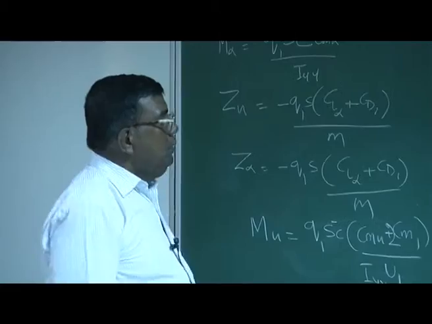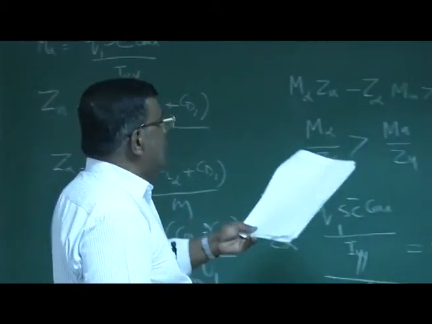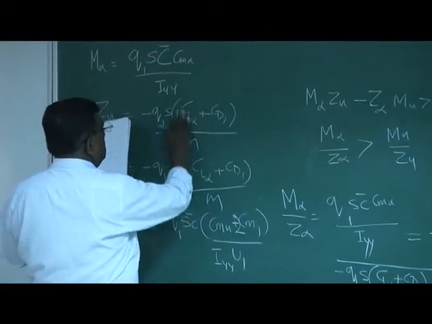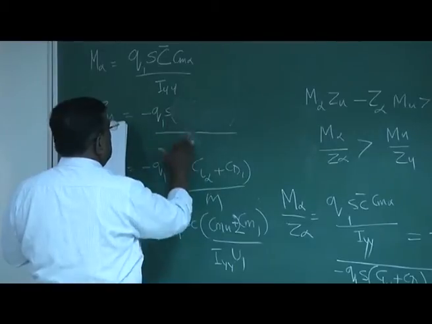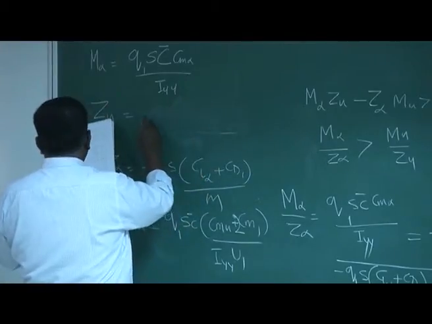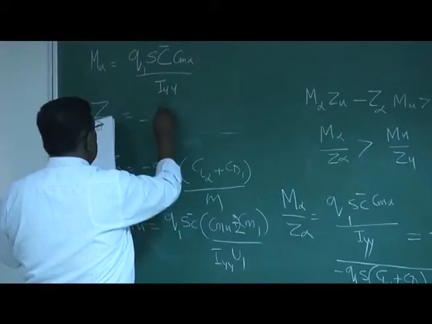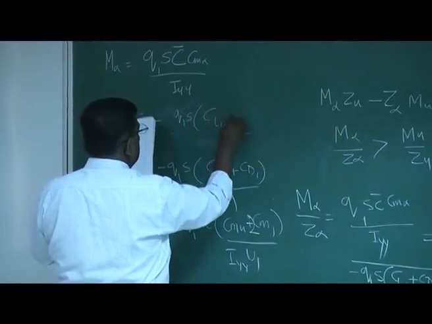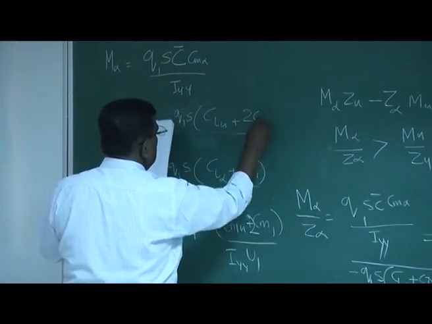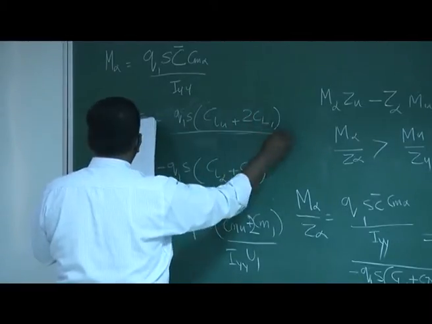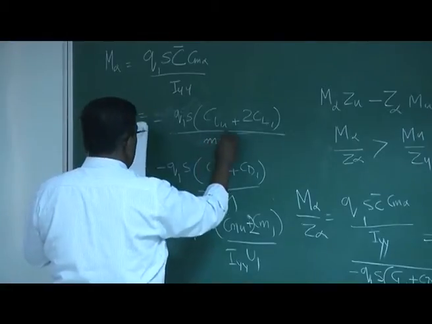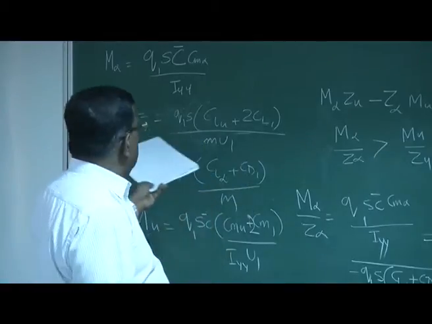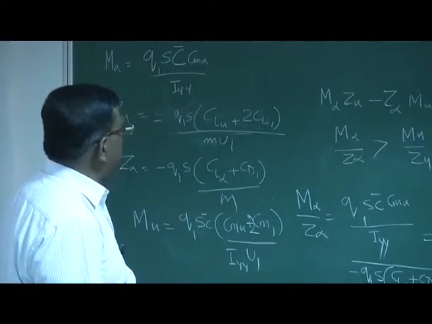You can see that you have to substitute the expression for Zu, and if you see Zu here, this is wrongly written. So let me correct it, and you all should correct it. Zu should be minus q1 S CLu plus 2 CL1 divided by m u1. Okay, so that was wrongly written. Please correct it. So here it will be q1 S CLu plus 2 CL1 by m u1.